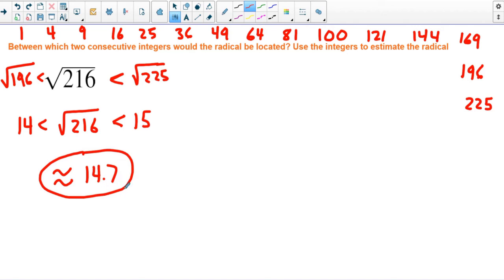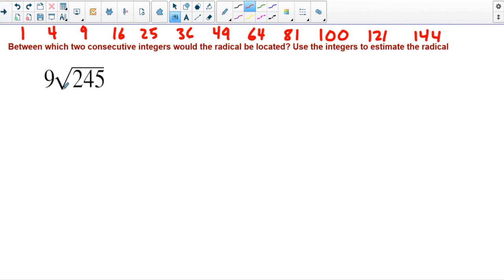Let's do one more. So I've got a hard one here, saved for last. 9 times the square root of 245. And this one I know is, remember, 15 squared was 225. So I know it's going to be bigger than that. Our next perfect square would be 16 squared. So 16 times 16 is 256. All right, so I know that this is going to be in between those.